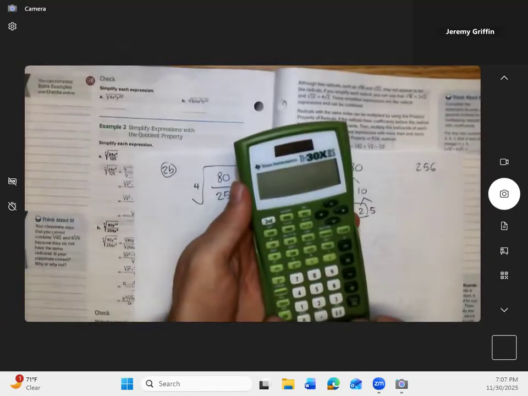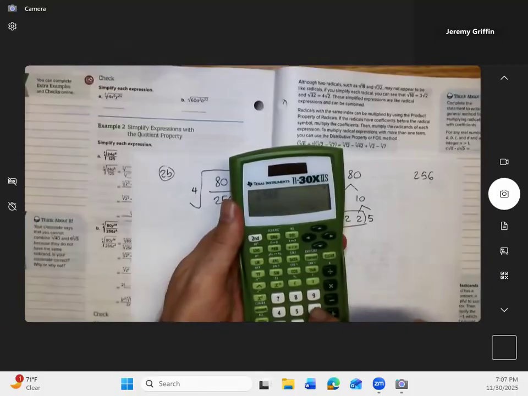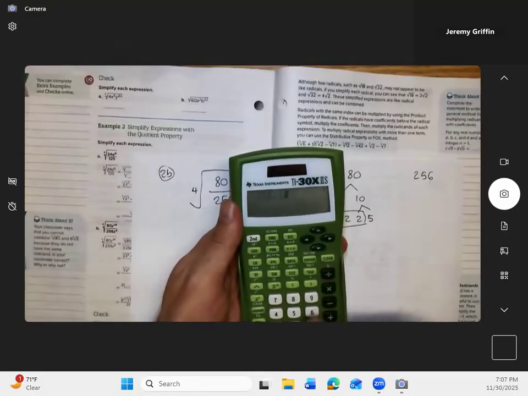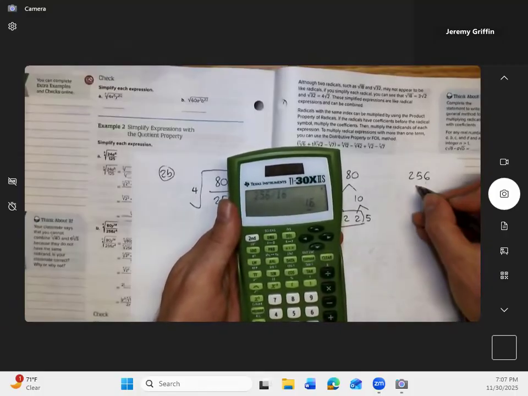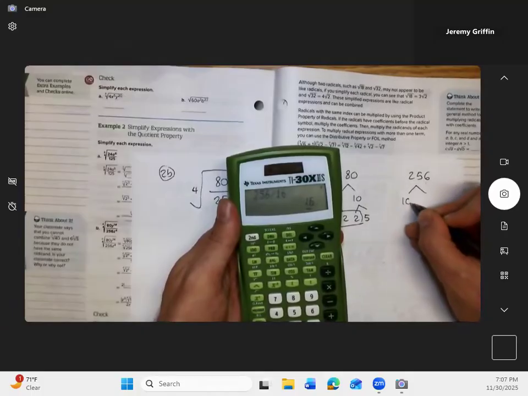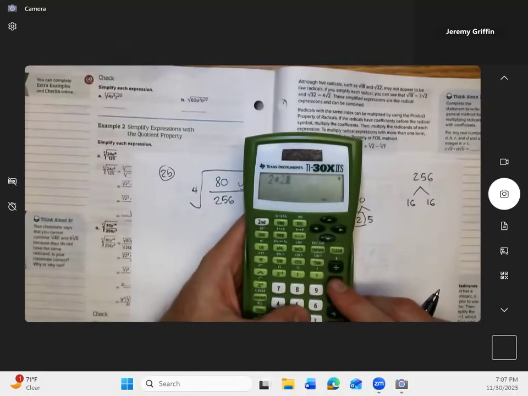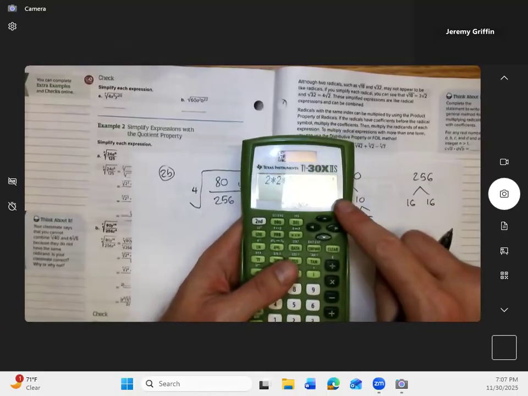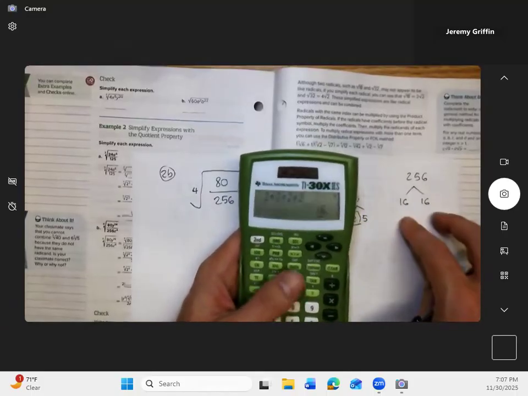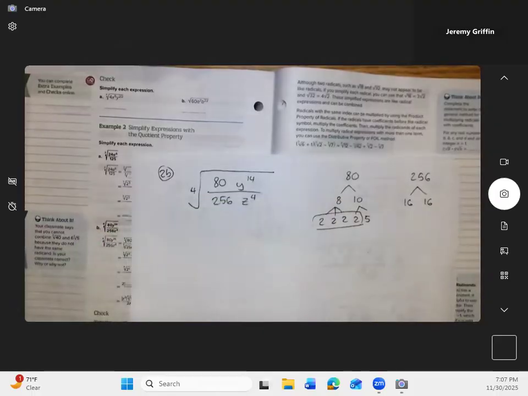How about 256? Well, I know it's divisible by 2. Let's see, if I divide by 16. Oh, you know what? I know those two. Isn't it 16 times 16? And 16, isn't that 2 by 2 by 2 by 2? Yeah, it sure is. It's a little different way of thinking about it, but a lot of times in math there are different ways.